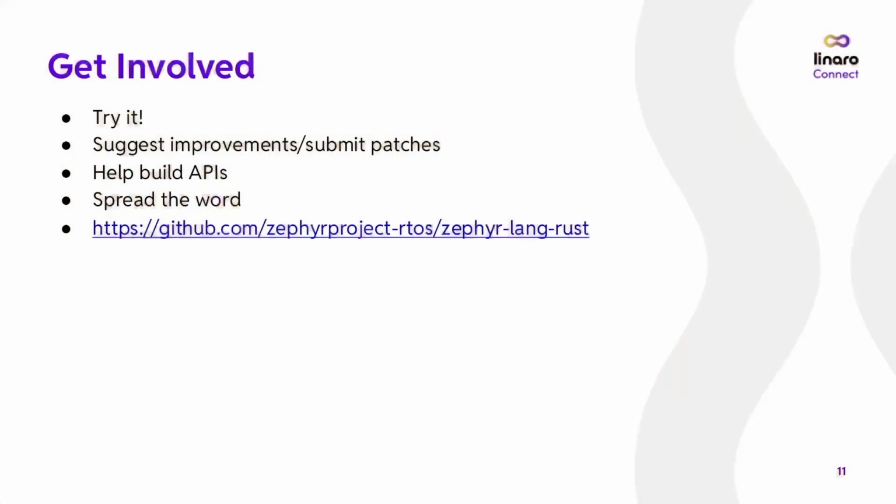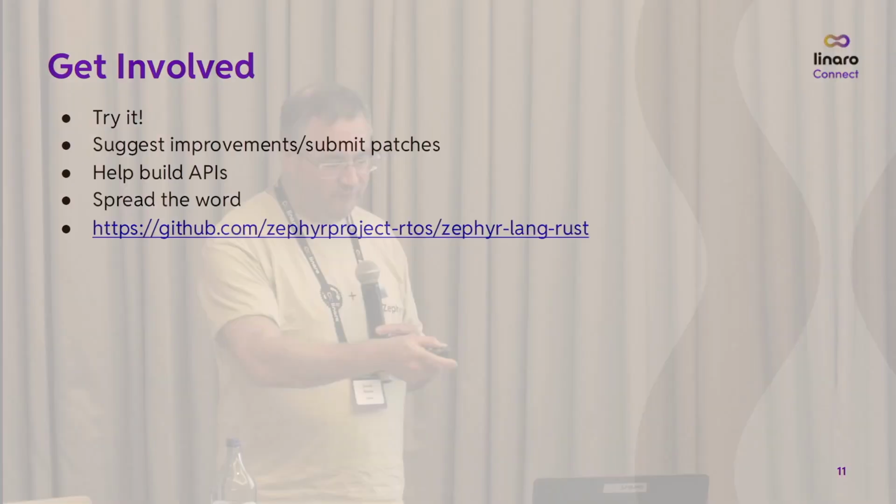So how do you get involved? Well, step 1, try it. Go tell me where my documentation is wrong. Suggest improvements, submit patches, help build these APIs, spread the word. We're on Discord. Zephyr has a Discord. There's a #Rust channel there where most of this discussion happens. And then there's the Git repo to it. Go contribute. At that point, that's it for part 1.